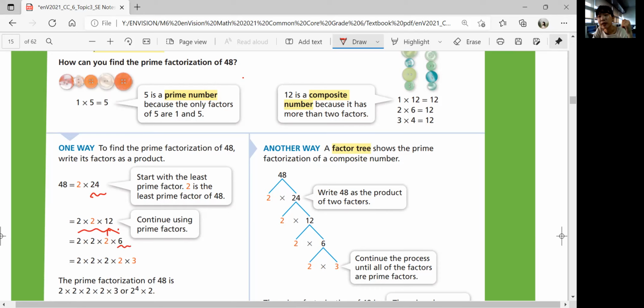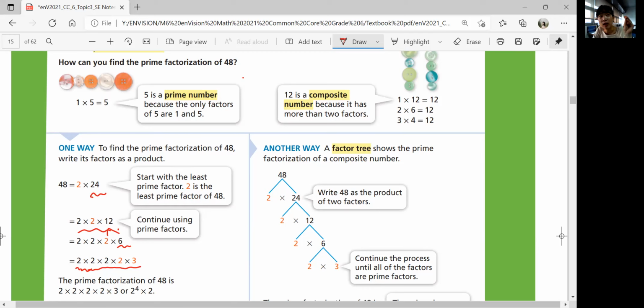Can you break down 6 into a smaller number? You have 2 and 3. 2 times 3 could be 6, right? So you have 2 times 2 times 2 times 2 times 3. Can we break down any other numbers by any other factors? No, they're all prime numbers. 2 and 3 are prime numbers. They only have factors of 1 and itself. So the prime factorization of 48 is 2 times 2 times 2 times 2 times 3.